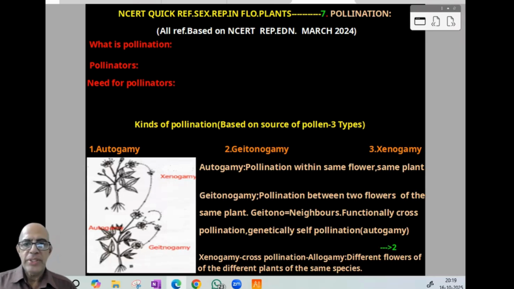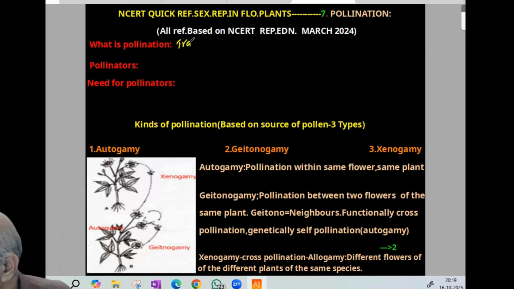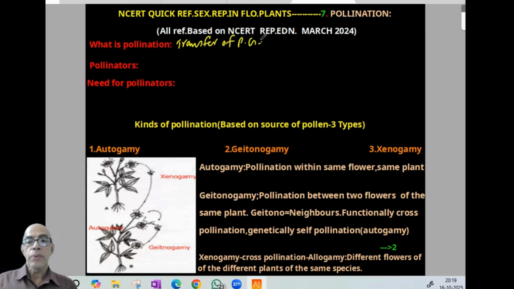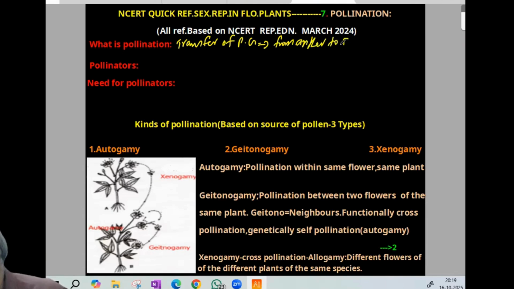Sexual Reproduction in Flowering Plants, seventh one, Pollination. All references are based on the NCERT Reprinted Edition, March 24. Now, the first item: what is pollination? Pollination is the transfer of pollen grains from anther to stigma. This is the simplest definition.